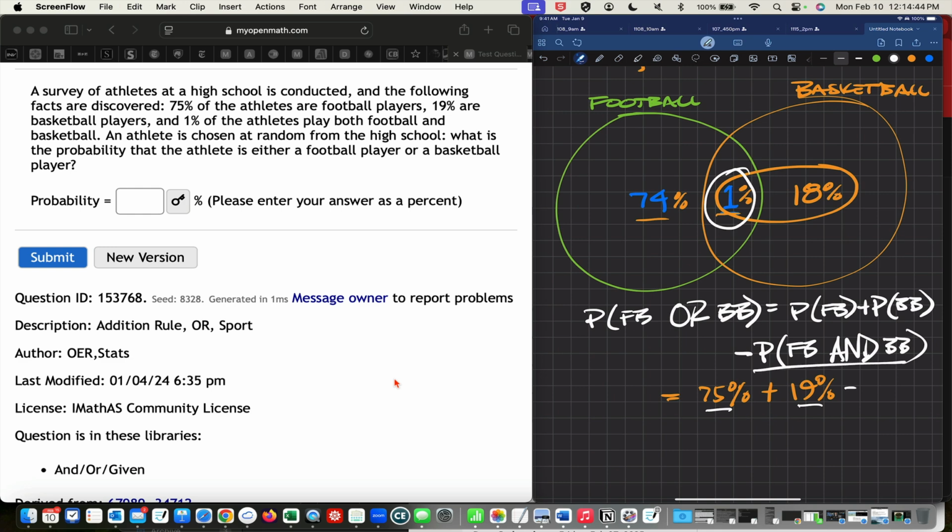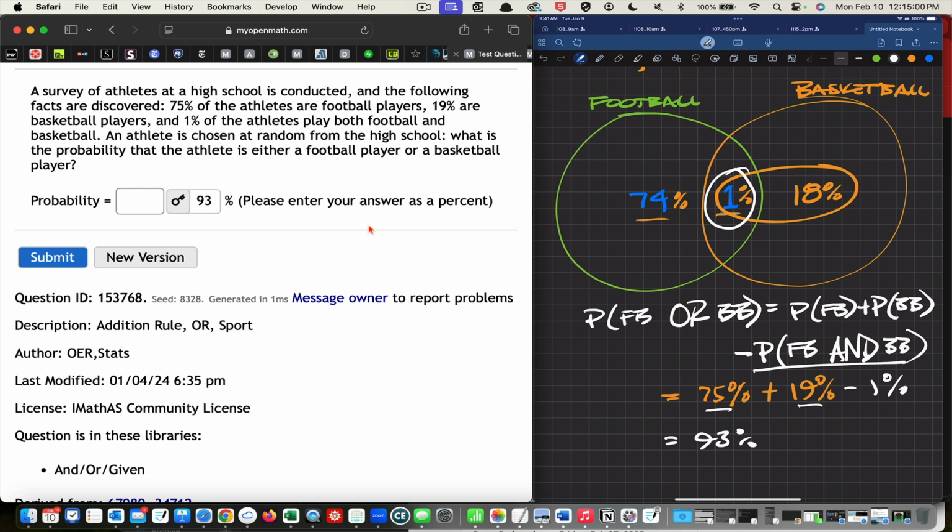That's that overlap. And so I get 75 plus 19 minus 1, or you can just say 75 plus 18, which is 85 plus 8, which is 93%, I want to say. Okay, that's it.